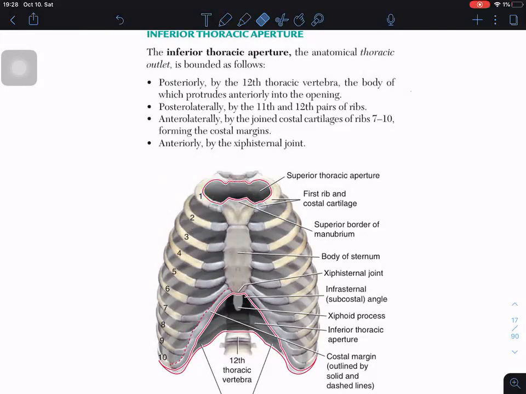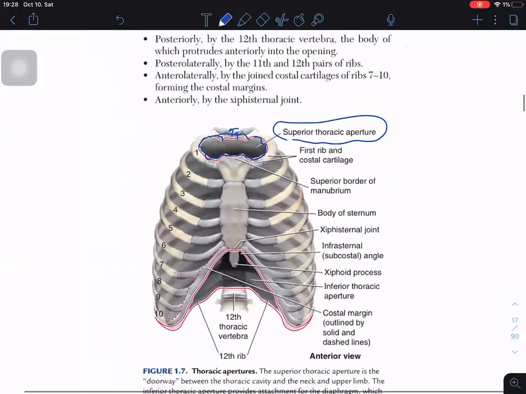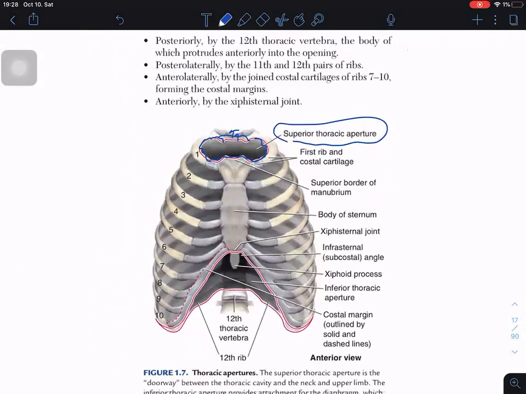So in order to enter the thoracic cavity, we have the superior thoracic aperture, or thoracic inlet, as you can even call it, which is bordered by the T1 vertebra posteriorly, the first pair of ribs and their costal cartilages, and the superior border of the manubrium of the sternum. Okay, so these are the borders of the thoracic inlet. The thoracic inlet makes the connection between the thoracic cavity and the neck and, let's say, the upper limbs.